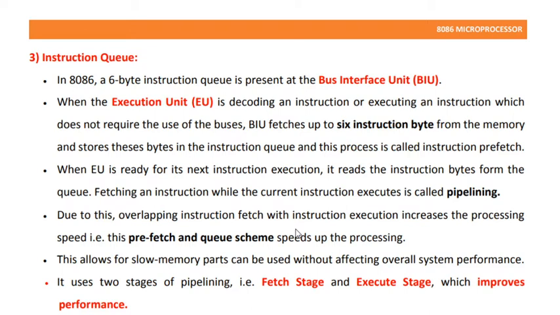But one of the major limitations of the instruction queue in 8086 microprocessor is that, as I've already specified, the length of the instruction queue in case of 8086 microprocessor is only 6 bytes. So it can only prefetch 6 bytes of instruction and place it in the instruction queue. So this is instruction queue and its utility.